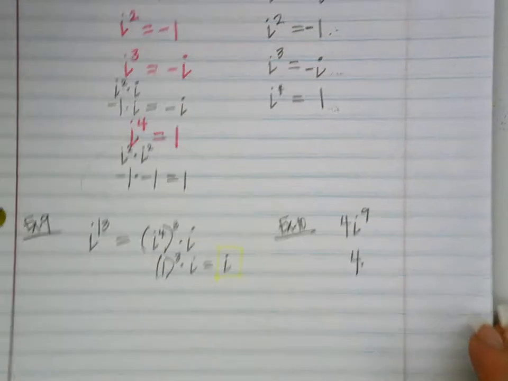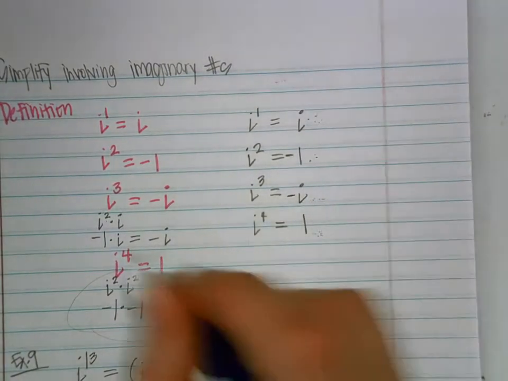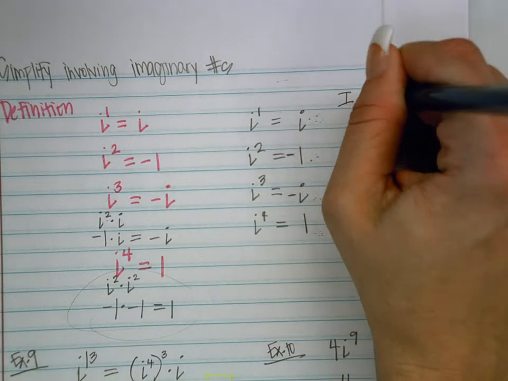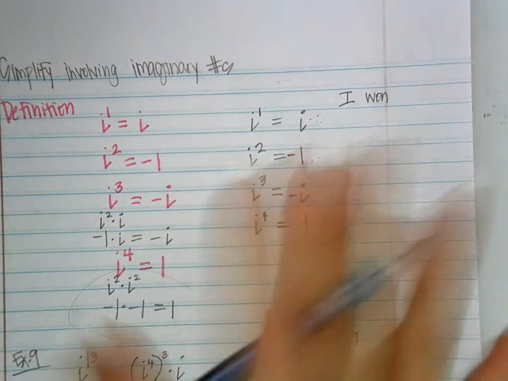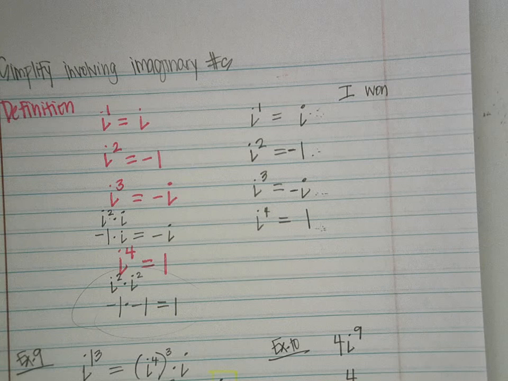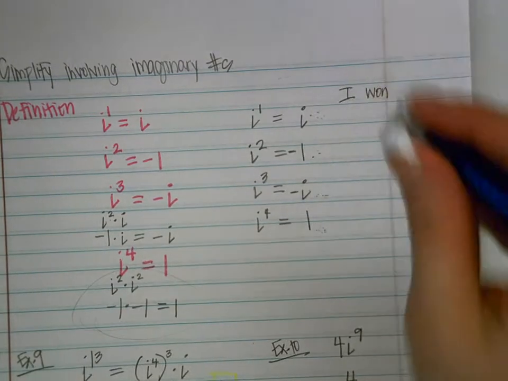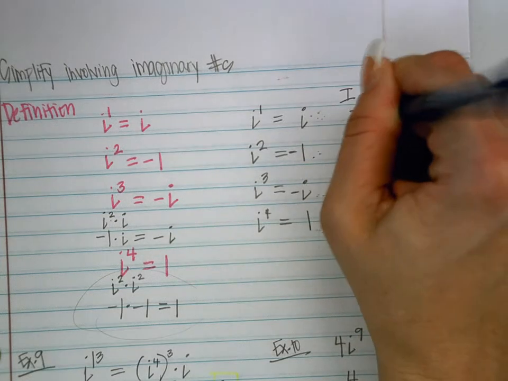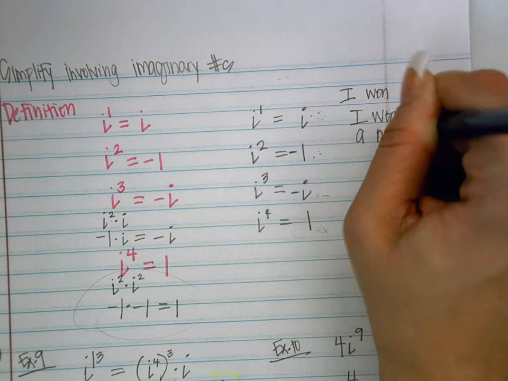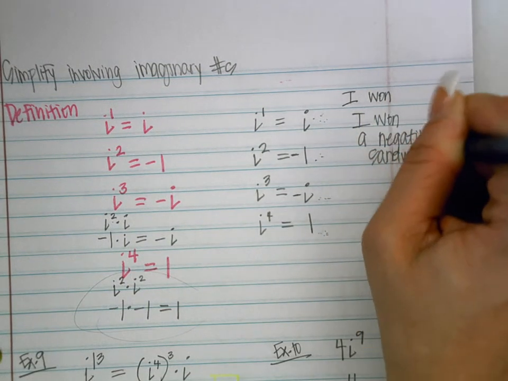So to find i to the 9th, go to your little chart that you made, the "I won a negative sandwich" chart. It might help you if you actually write "I won." And you have to say it very enthusiastically. I won a negative sandwich, like you won a jackpot. So it's awesome. This is your math jackpot. You guys are looking at me like I'm crazy. I won a negative sandwich. Yay! I won a negative sandwich.